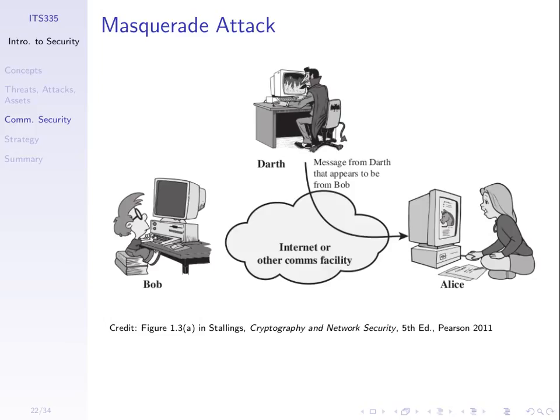Active or passive? Why is it active? It's active. If there was no attack, how many messages are sent and received? None. Let's say Darth didn't attack, then Bob never sends anything. Alice never receives anything. But now we introduce the attacker, and what happens is Alice receives a message. So from the perspective of the normal users, something has changed when the attack has been introduced. So that's active.